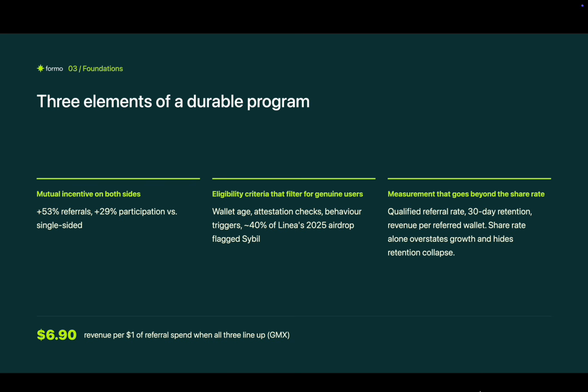And third, measure more than referral volume. Share rate and referral count tell you how many people entered the funnel. They don't tell you whether those wallets became valuable users. You need to measure qualified referrals, retention, and revenue generated by referred wallets. Most importantly, these decisions shouldn't be made independently. Reward structure, reward type, vesting, eligibility, and measurement all need to point toward the same outcome: real, retained protocol usage.